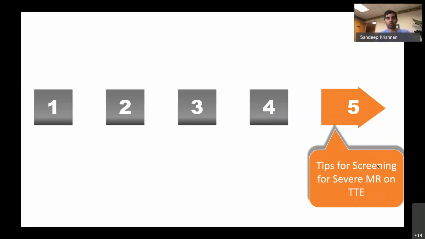So this is the most important part of the presentation, and that's why I wanted to spend a little more time on this. These are tips for screening for severe MR on transthoracic echo.